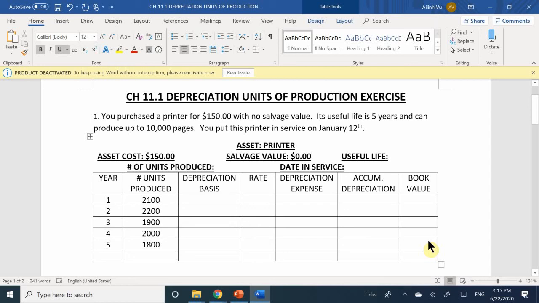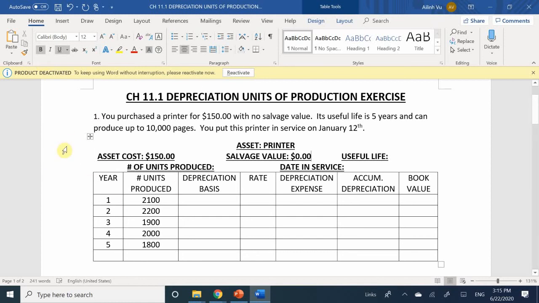Okay, so this is where we left off. Now we're going to be doing our exercises for the lecture that we just learned about depreciation, and our main focus is going to be on units of production. So again, question number 1, let's dive right in.